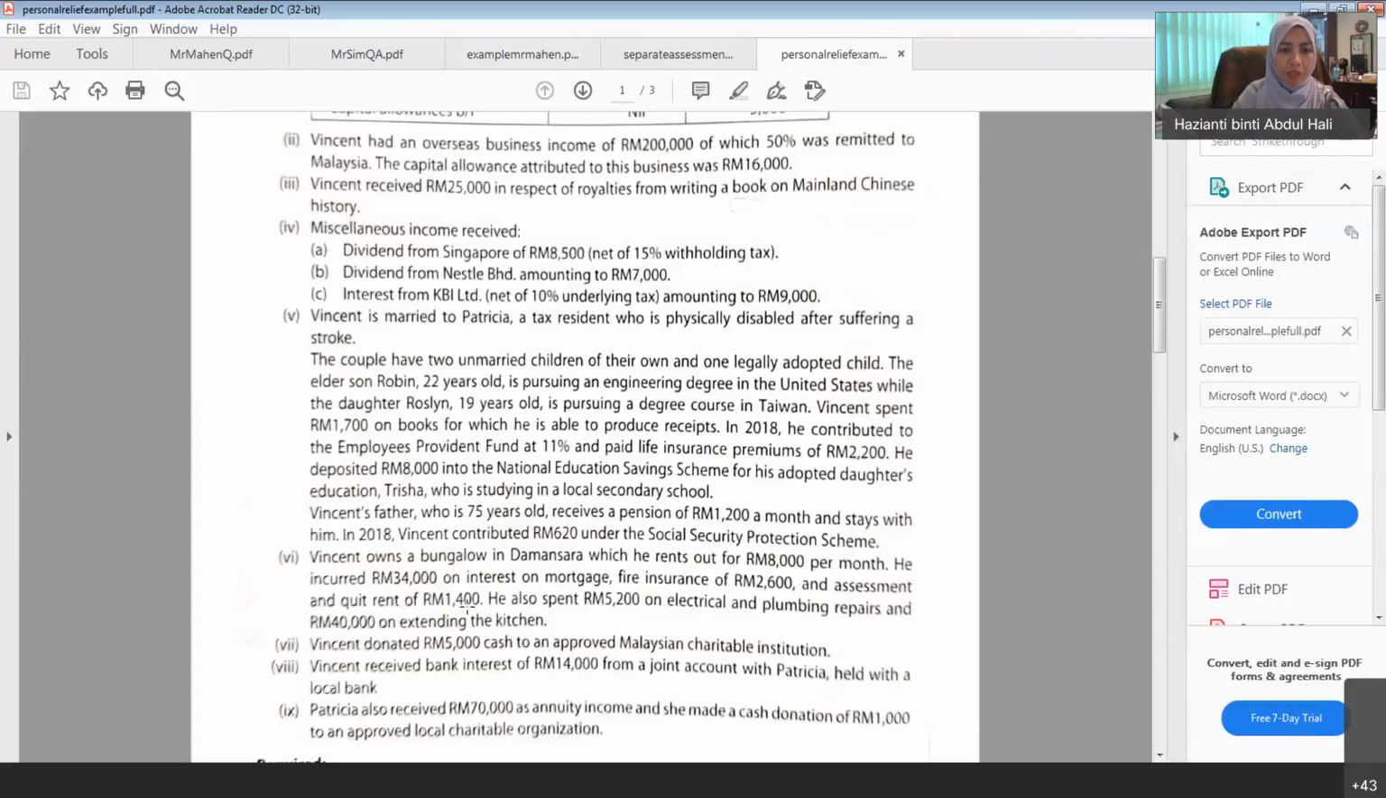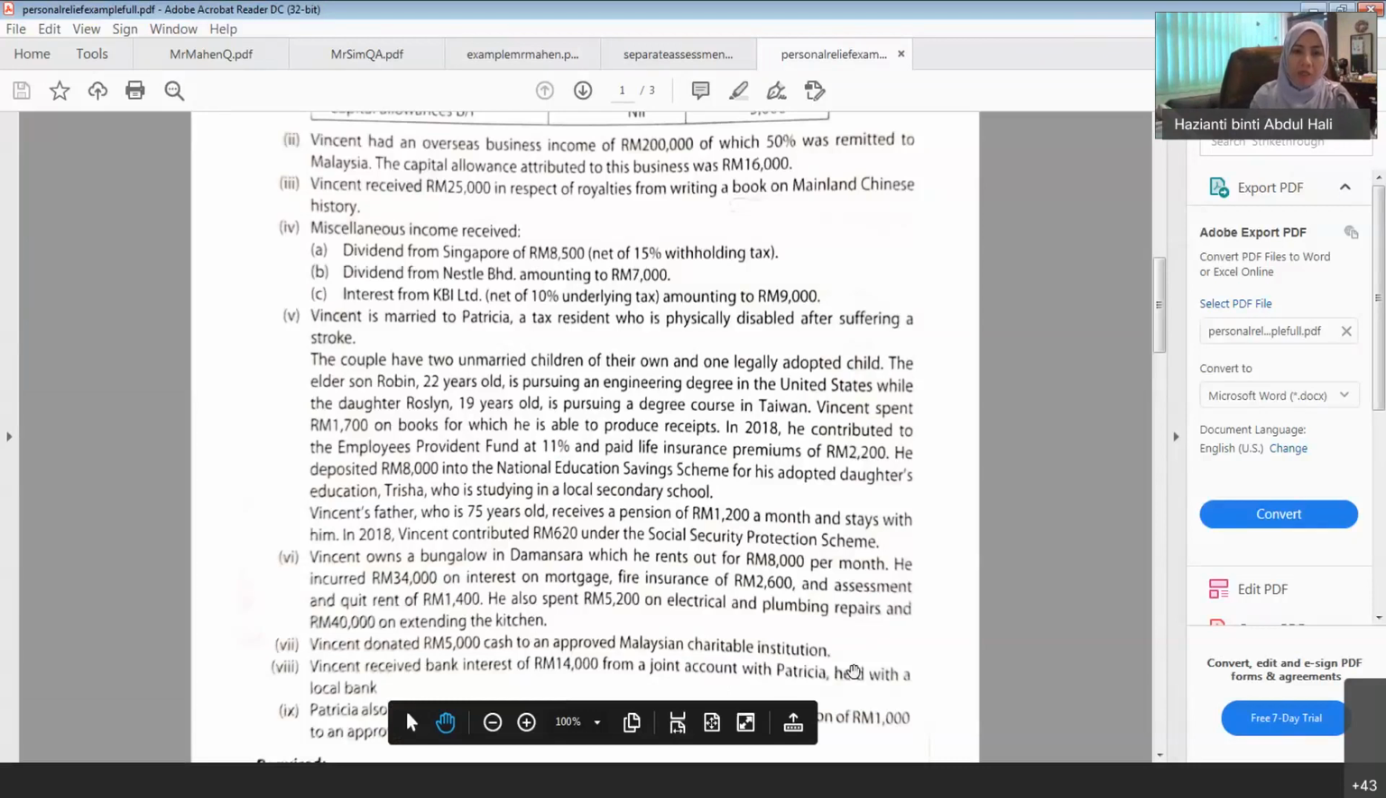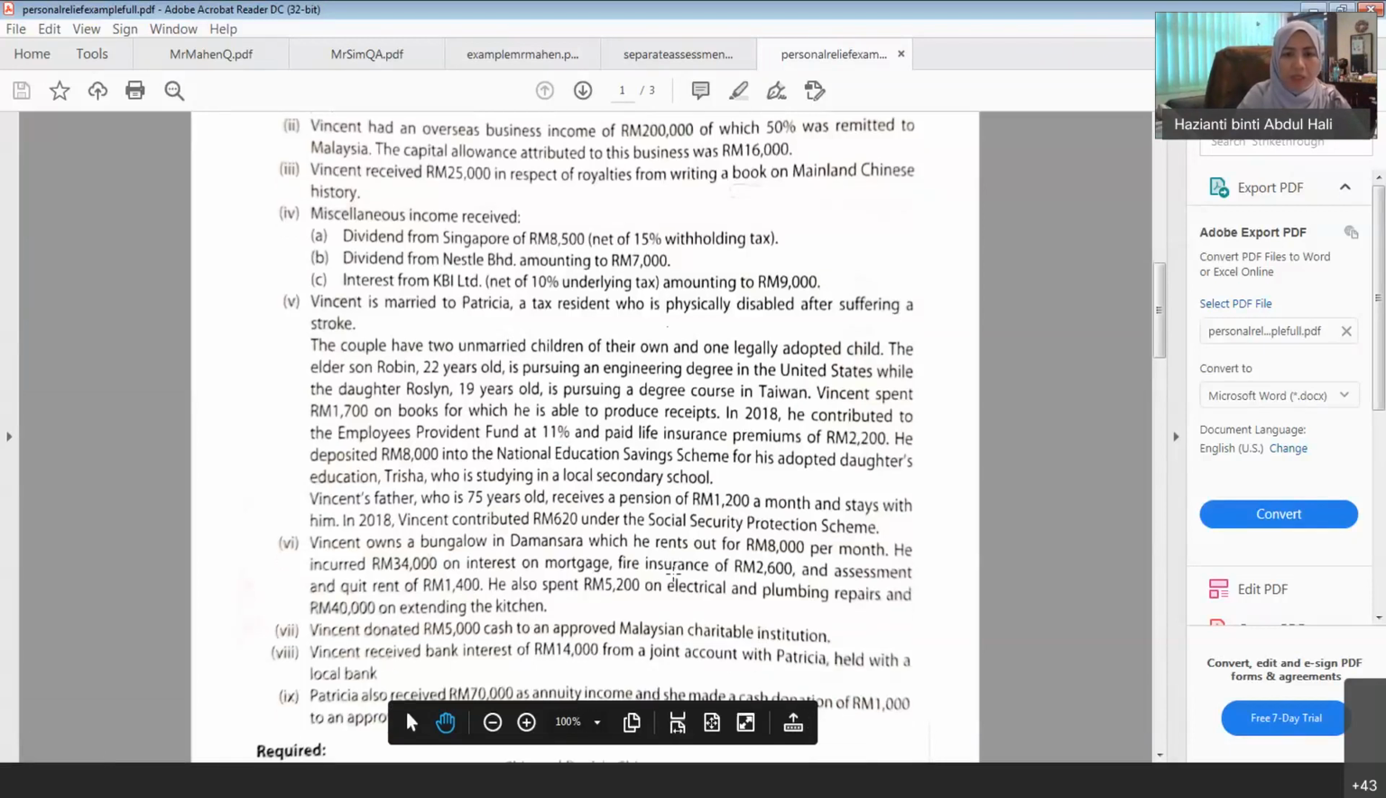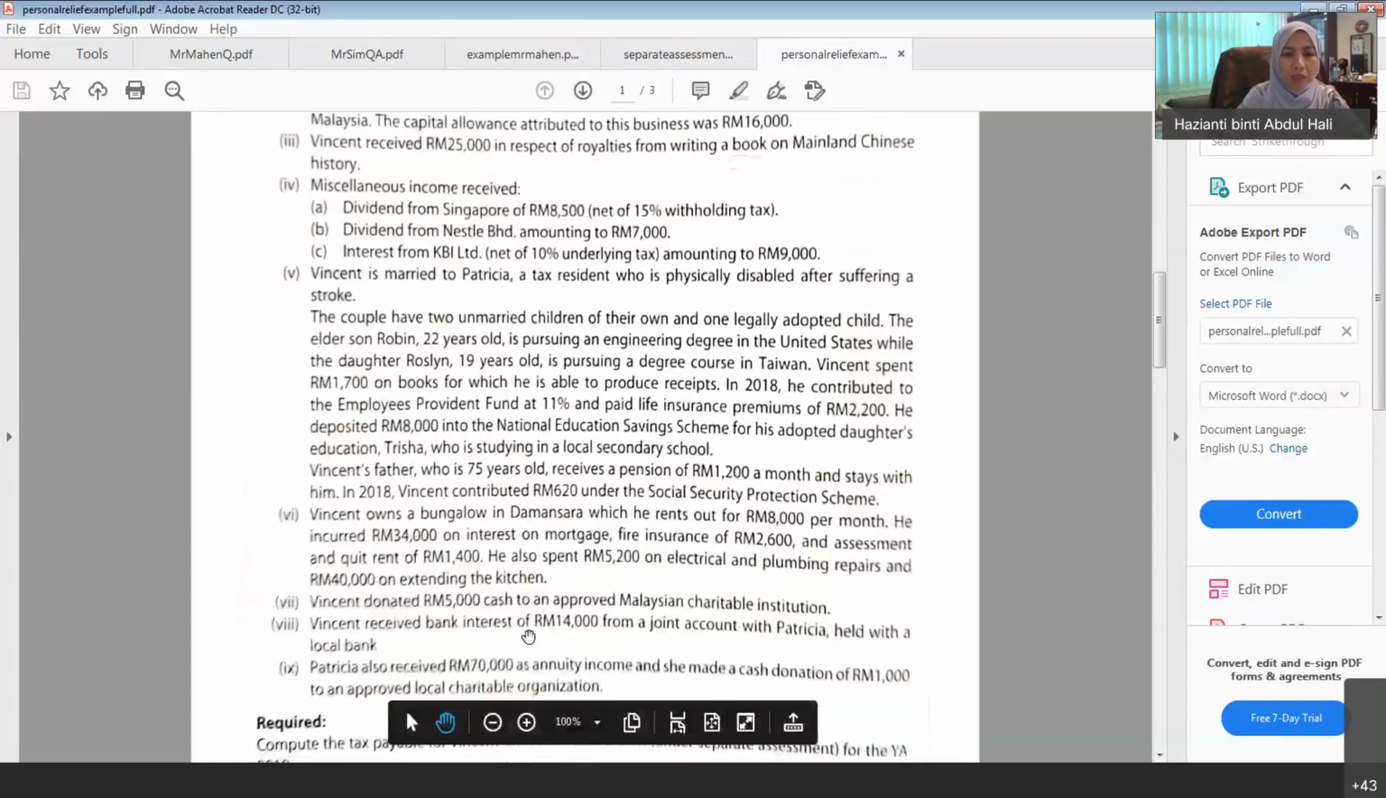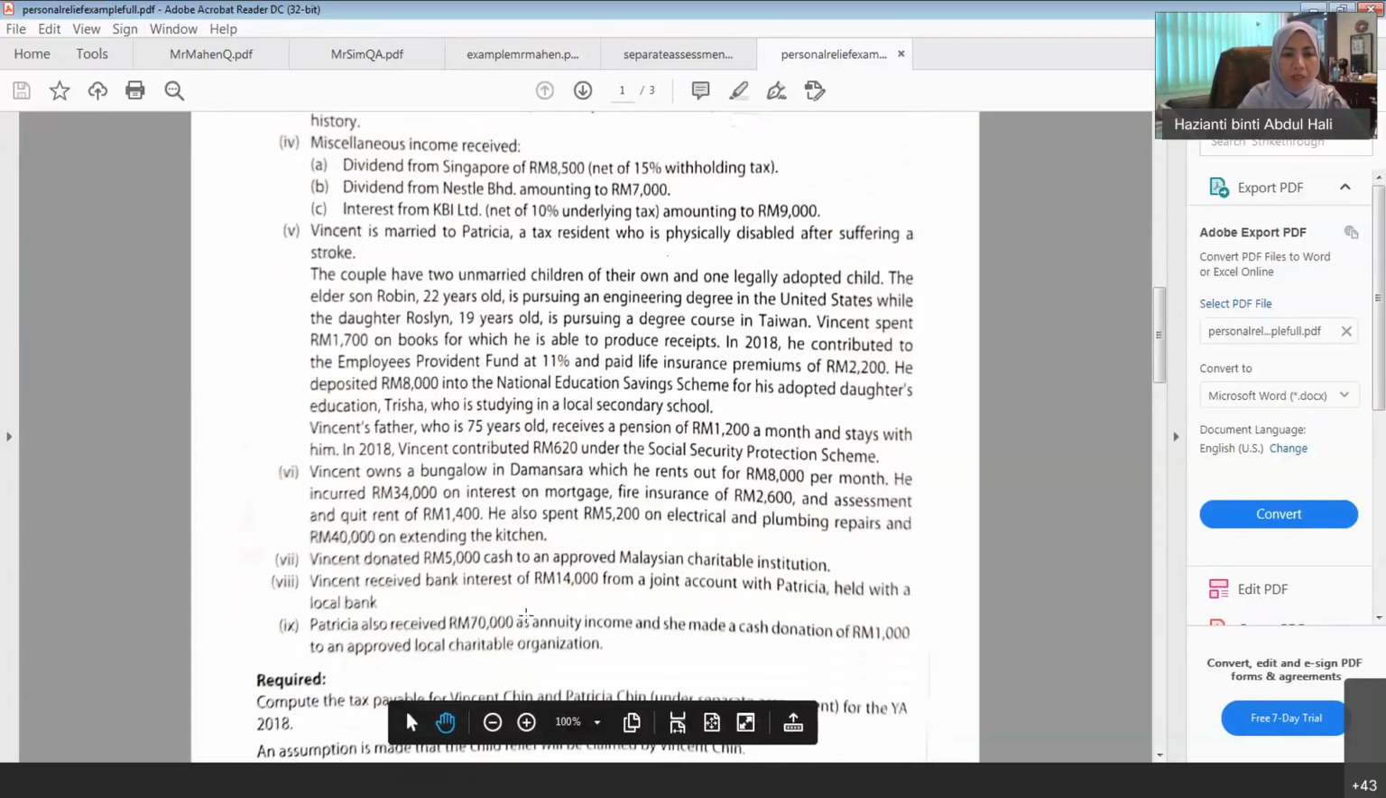Next one, Patricia. Vincent received bank interest of 14,000 from a joint account with Patricia held with a local bank. She also received 70,000 annuity income and she made a cash donation of 1,000 to an approved local charitable organisation.